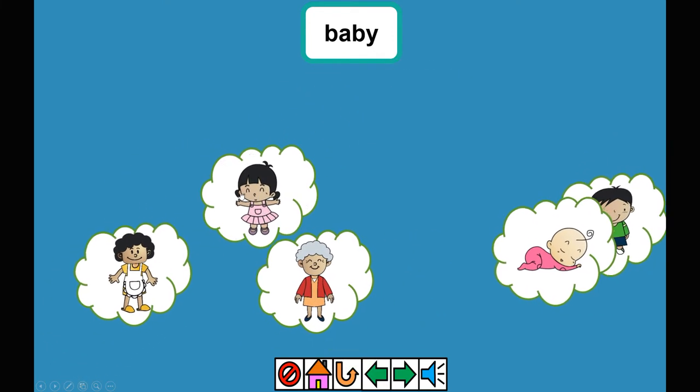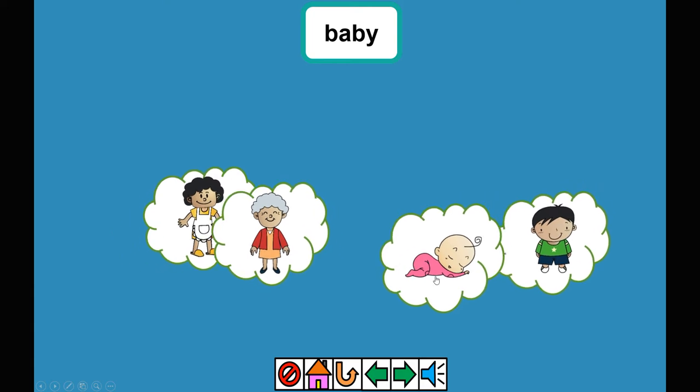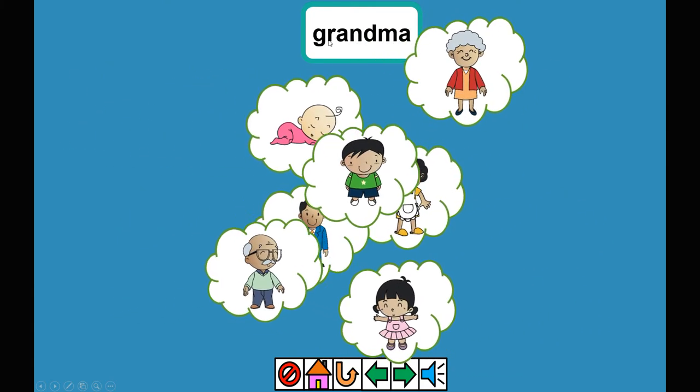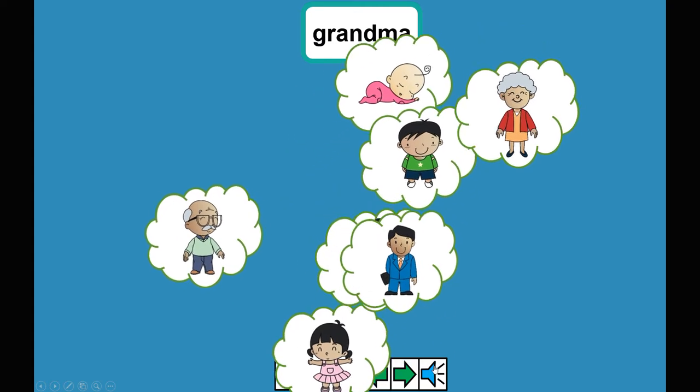And that's what happens when you hit all the wrong ones. And then when you hit the right one, there's a little chime and it goes on to the next slide, which you can either read here or press the audio button. Grandma.